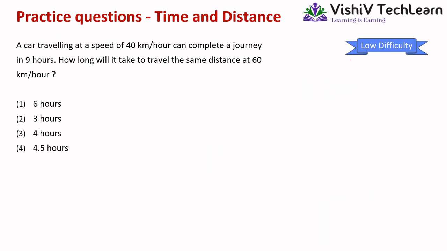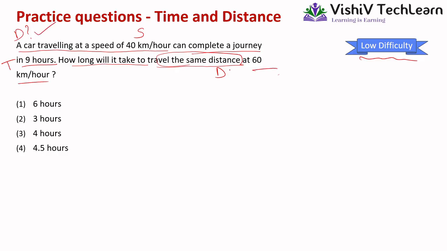Here we have the first question, of low difficulty level. A car traveling at a speed of 40 km per hour, so the speed of the car is given, can complete a journey in 9 hours. So time is also given, and distance is missing in this. Then the second condition: how long will it take to travel the same distance, we can consider this same d, at 60 km per hour. So speed is given and now time is missing in the second case.